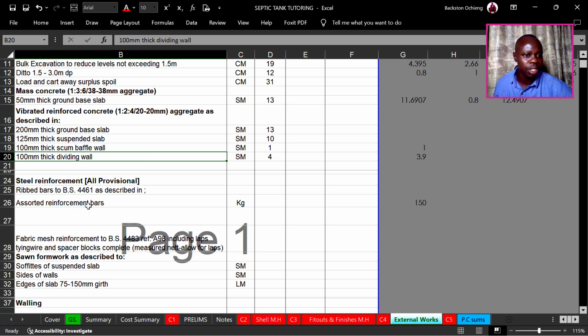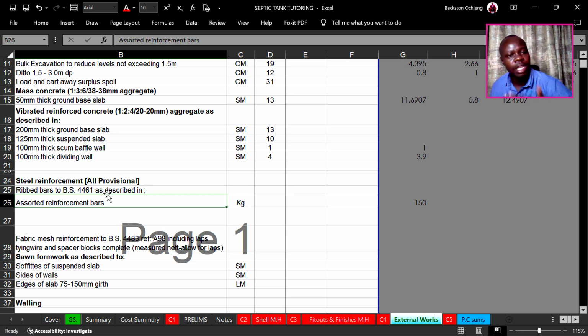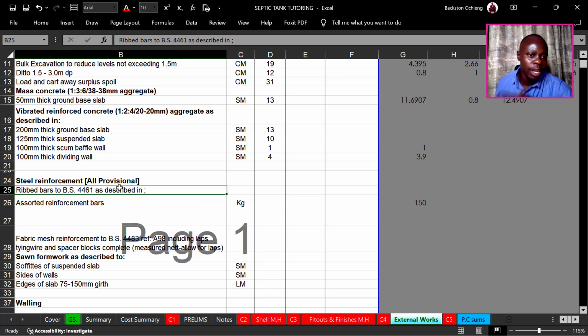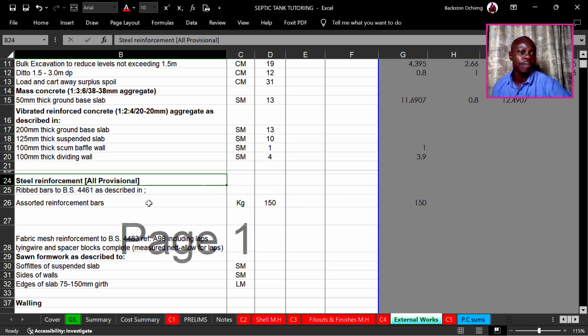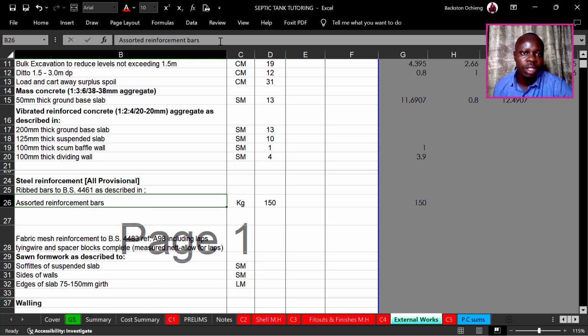bars, which means the designer can either decide it will be 8 or it will be 10, depending on what will be decided later on. You should be safe with that assumption. So this one comes to 150 kgs. This is for the suspended slab, okay?